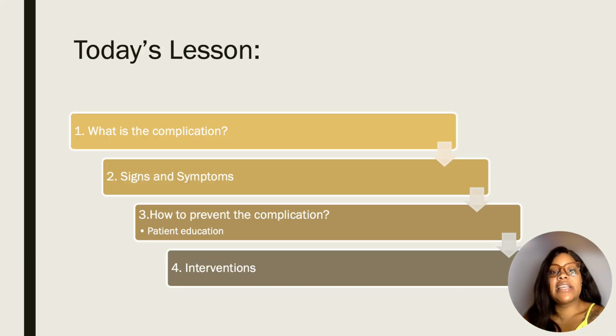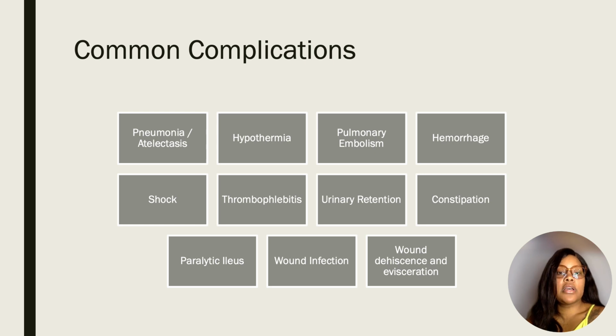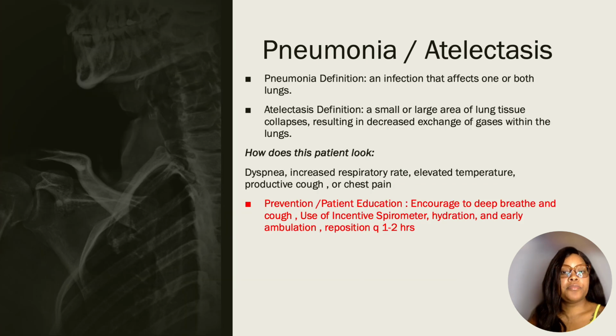Alright, so in today's lesson we will talk about what a complication is, what the signs and symptoms are, how to prevent the complication, some patient education things, and what some interventions are that we're going to do if we run into this complication. So these are some common complications that we run into after surgery, and we will discuss each one of these. Alright, so let's start first with pneumonia and atelectasis.